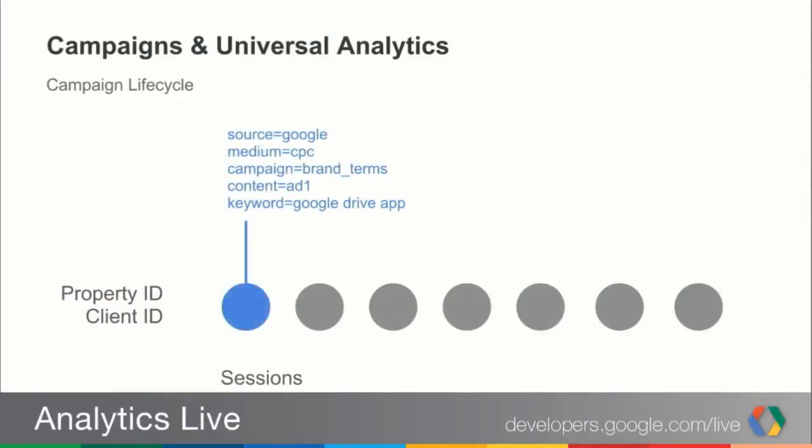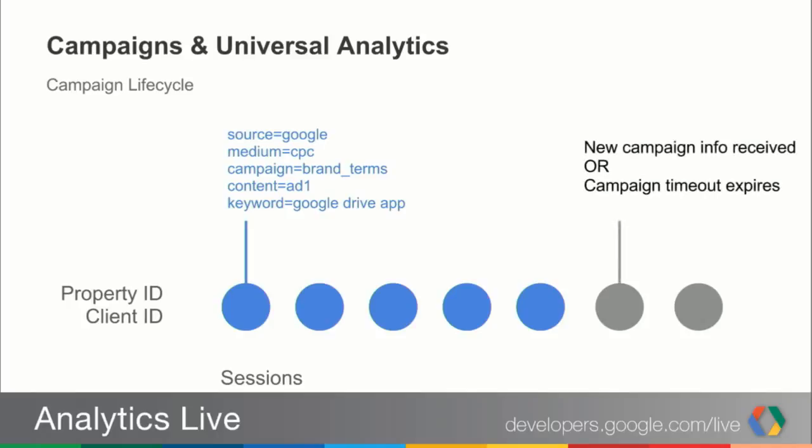The way this works is once you send campaign information to GA, it's going to stay valid. So every time I come back, as long as I have the same property ID and client ID, and by the way, this will also be true for user ID when that's available, I'm going to keep having my sessions attributed back to this original campaign information until one of 2 things happens. Either there's new campaign info received, so if I click through on another ad, for example, and I come back, or the campaign timeout period expires.